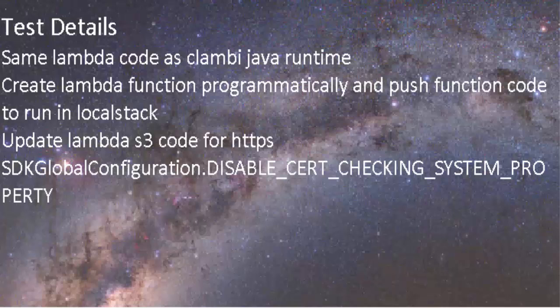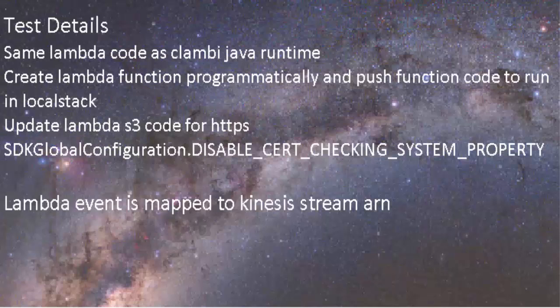Another small but important detail is we will need to update our S3 code, that is, inside our Lambda handler function. When we push data to S3, we will need to push that data over HTTPS. So we will take advantage of the SDK global configuration class to set a system property to disable cert checking.